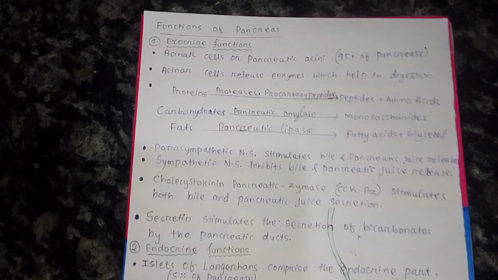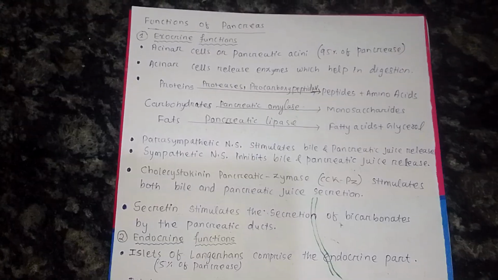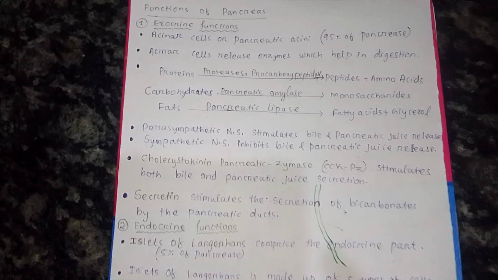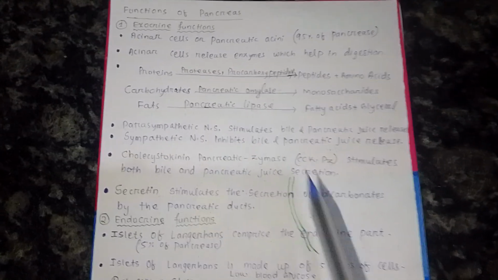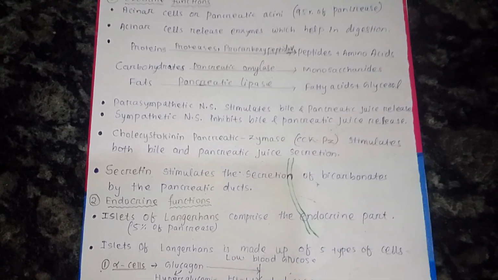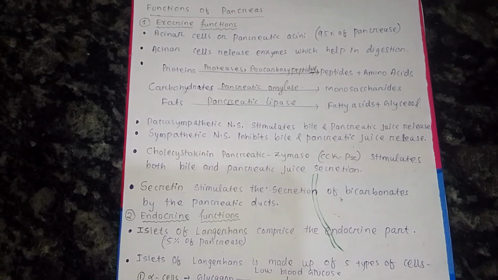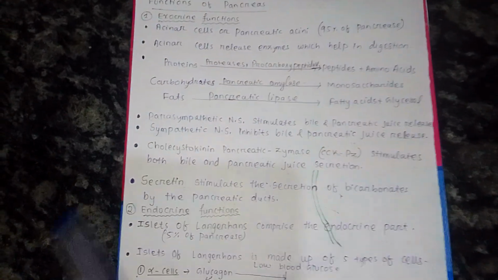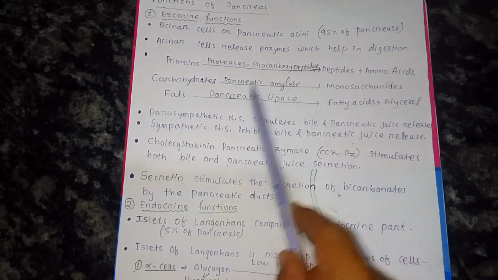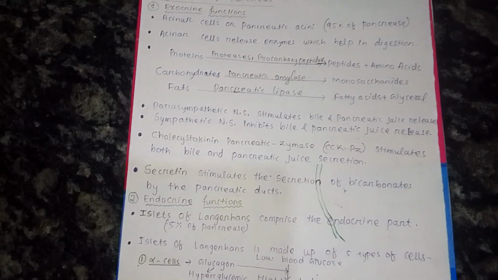Now let's see the functions of the pancreas. We will see the functions of pancreas in two ways: exocrine functions and endocrine functions. The exocrine functions of the pancreas include the actions of the enzymes which are released by the pancreas, and these enzymes are combinedly known as the pancreatic juice. The pancreatic juice contains proteases, procarboxypeptidase, pancreatic amylase, pancreatic lipase, and all these enzymes do their job separately.